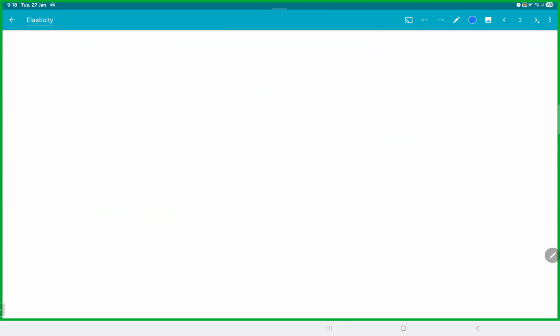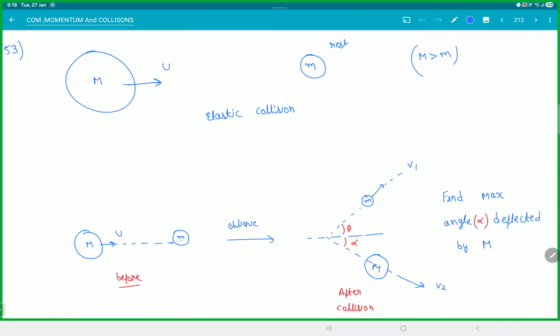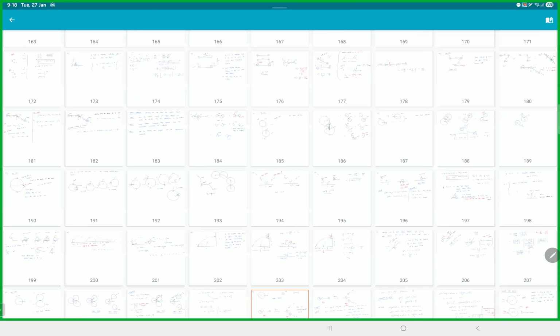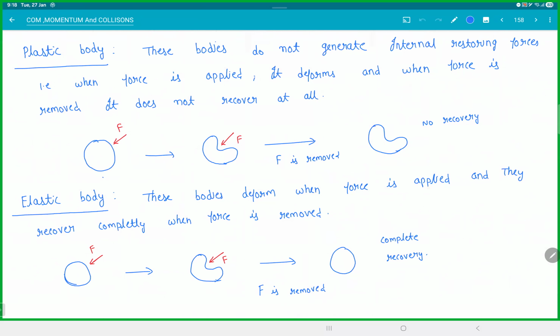Next thing, if you remember, we did discuss this a bit in center of mass, the plastic body. So the plastic body is the opposite of that. What is a plastic body? The coefficient of restitution e is zero. We had this discussion in collisions in center of mass. I told you, an elastic body does not mean it will not deform. It will deform.